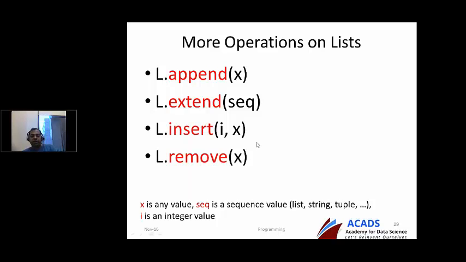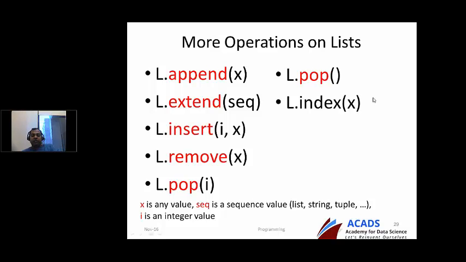I can remove a value X from the list. So this will remove the first occurrence in the list. I can remove the element at an index I using the pop operation, or I can remove the last element by skipping the value I. Okay, the I is optional. If you don't give I, then it removes the last element. Then you have L.index(X). This gives you the index corresponding to the first occurrence of X. You have L.count(X). It tells you the number of occurrences of X.